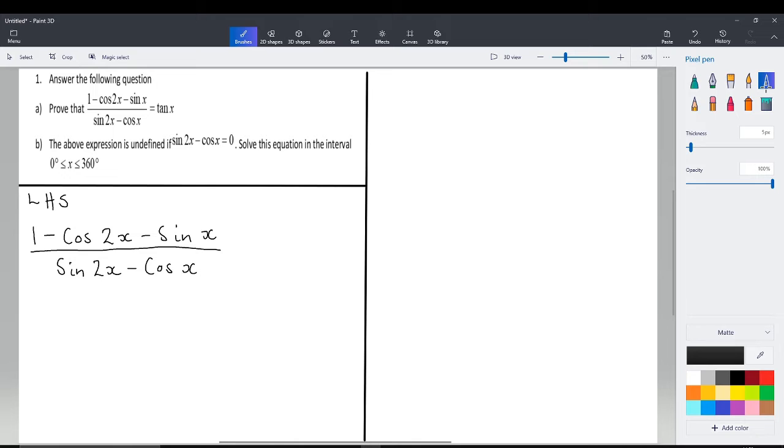Cos 2x is a double angle, sine 2x is also a double angle, so we're going to substitute that with the identity. So this becomes 1 minus 2 sine squared x minus sine x. And we are dividing this by sine 2x, which is 2 sine x cos x.